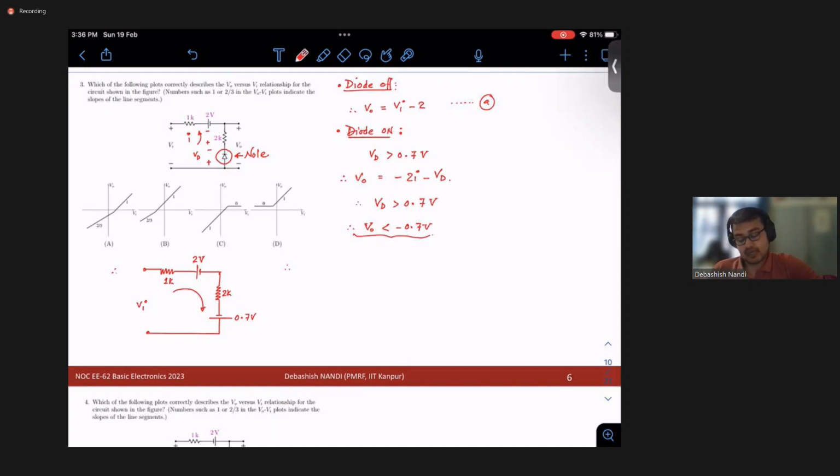But let's do it in a simpler way, right? Let us apply KVL here. The reason I'm asking this is, see, now say it is a V naught, right? And it is your Vi. Your current has to flow this way, right? In forward bias. This is just a convention. If the diode is in forward bias, the current has to flow in this direction. You agree?